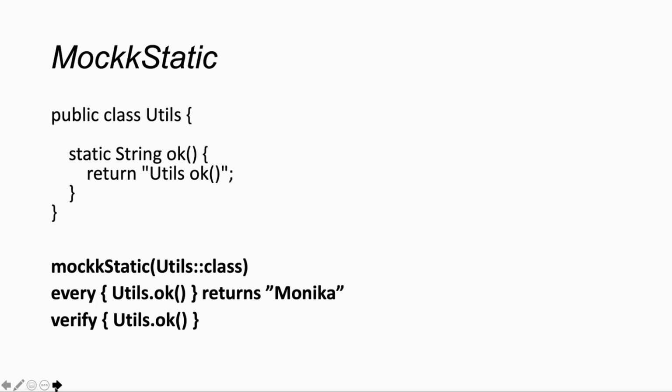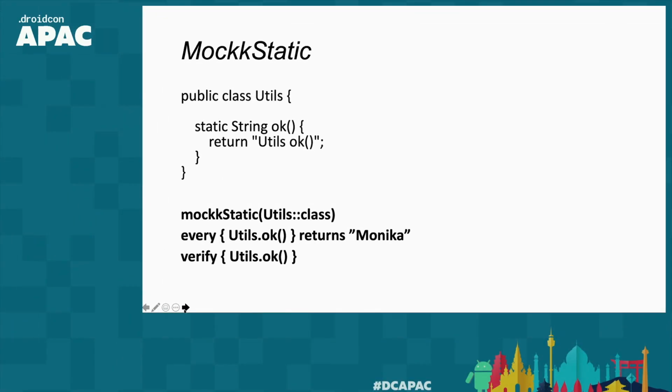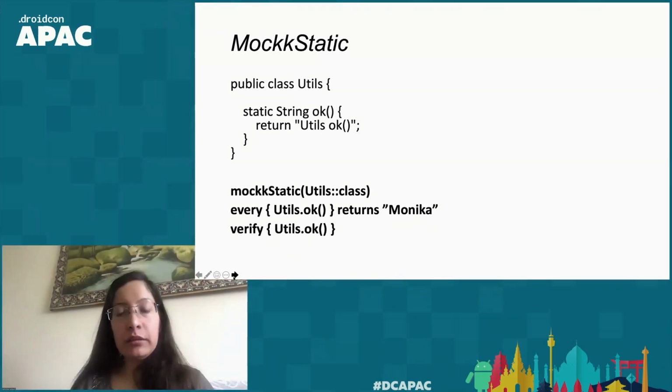You might come across scenarios in your code base where you have a Java file which contains a static method that is being called in your Kotlin file. And when you are testing your Kotlin file, you need to mock the method of the Java file. In that case, you use mockkStatic, and you specify the file name, and then you mock calls to that method. You use the class name dot method name, and then you mock the method result, and then you verify it.